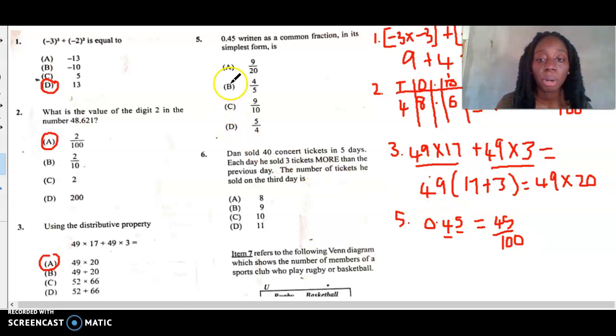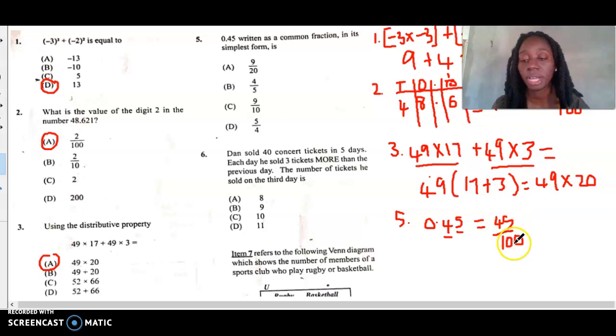Alright, so we check our options. We're seeing that there's no 45 over 100, but looking at this fraction, we can definitely simplify it. Using 5 as a common factor of 45 and 100, I can get 9 groups of 5 out of 45, and I can get 20 groups of 5 out of 100. So that is equal to 9 over 20.